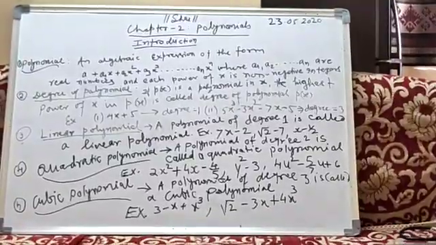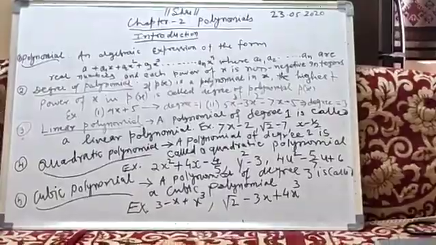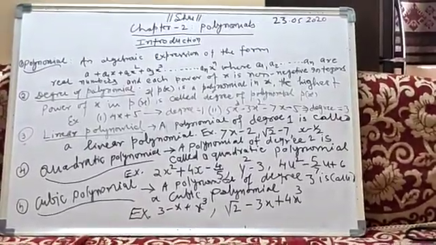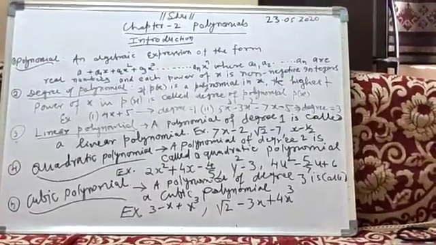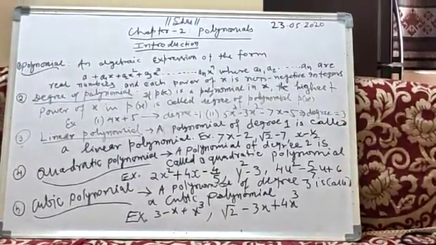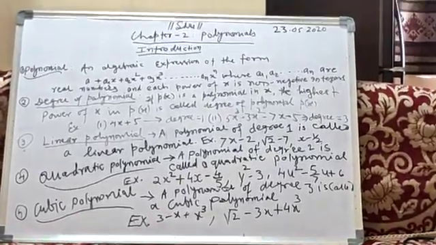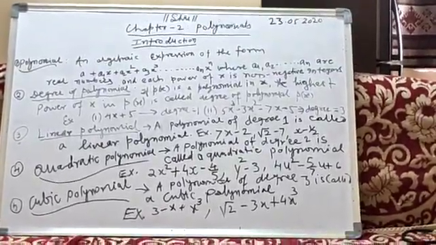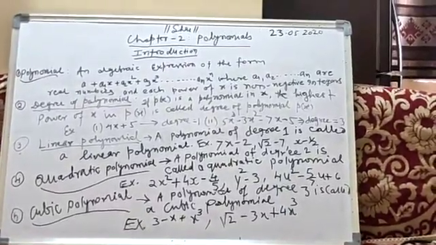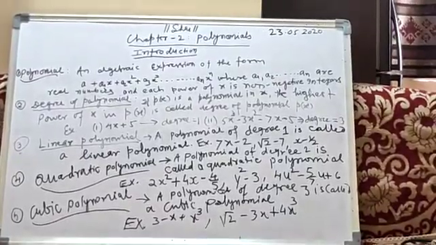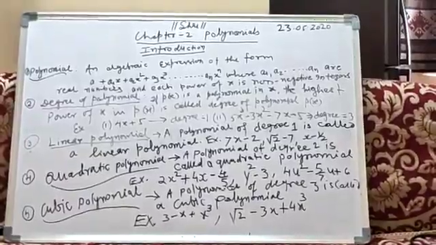Quadratic polynomial. A polynomial of degree 2 is called quadratic polynomial. Example, 2x square plus 4x minus 5, comma, y square minus 3, comma, 4u square minus 5u plus 6. We can use any variable in polynomial. For example, in first example, variable is x. Second example, variable is y, and third example, variable is u.